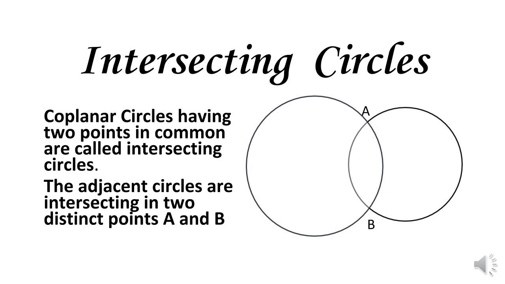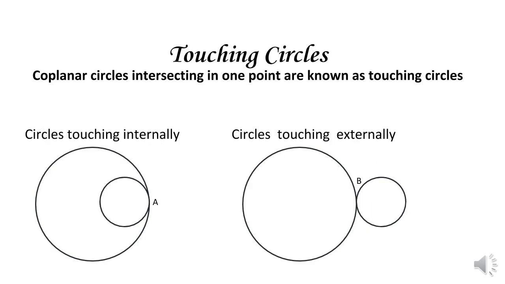Moving on to the next one, touching circles. Now there are two types of touching circles. One, when the circles touch internally. Another one, when the circles touch externally. When I talk about touching circles, I mean that two circles only meet at one point. So coplanar circles intersecting in one point are known as touching circles. Circles touching internally are given towards the left, and the circles touching externally are given to the right.